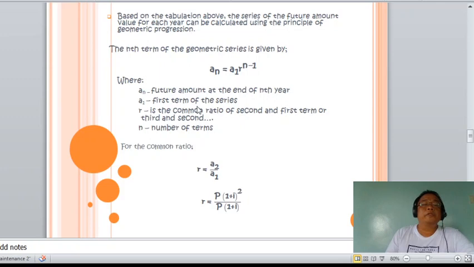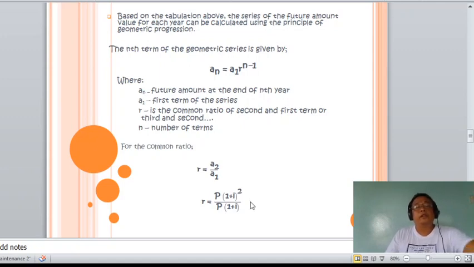A1 is the first term of the series. R is the common ratio of the second and the first term, or the third and second. And n is the number of terms. Okay, so let us now consider the common ratio.